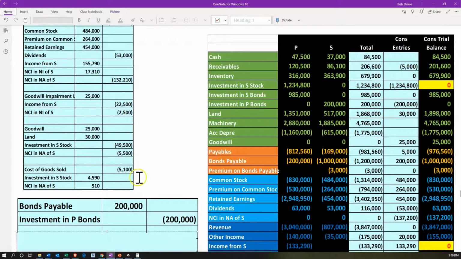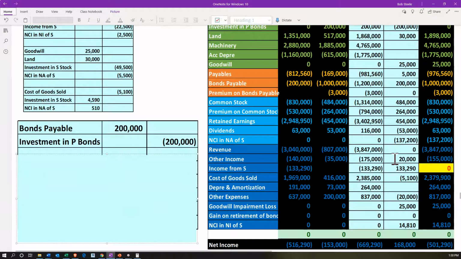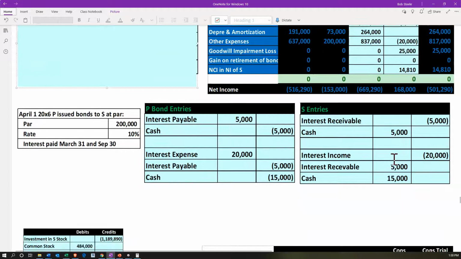This is the one we just did. These included the new transactions. There are going to be three of them, and they're going to be included in this column. So now we're going to be considering the bonds. What do we have to do with the bonds in terms of the consolidation?